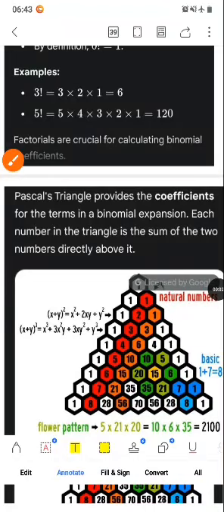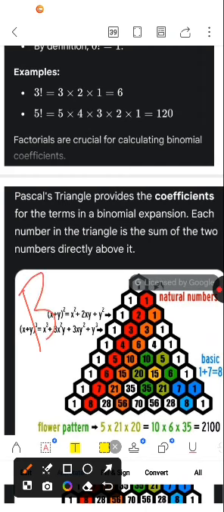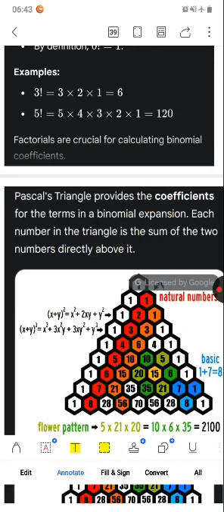In this video, we are going to talk about another concept known as Pascal's triangle. Pascal's triangle was developed by a French mathematician known as Blaise Pascal. He developed this concept in the 17th century. He lived around 1623 to 1662.